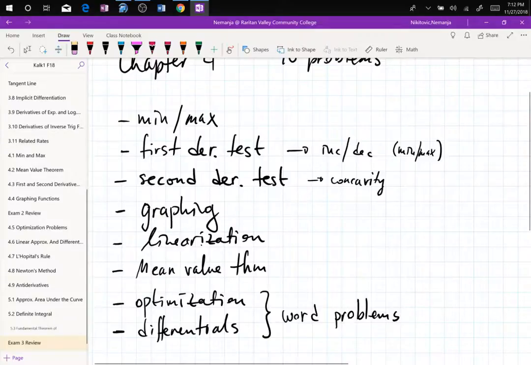For first derivative test, it should say interval of increase, right? And then you will have maybe a union, or not. You will have intervals from x1 to x2. Same for second derivative test. You will have intervals of this.